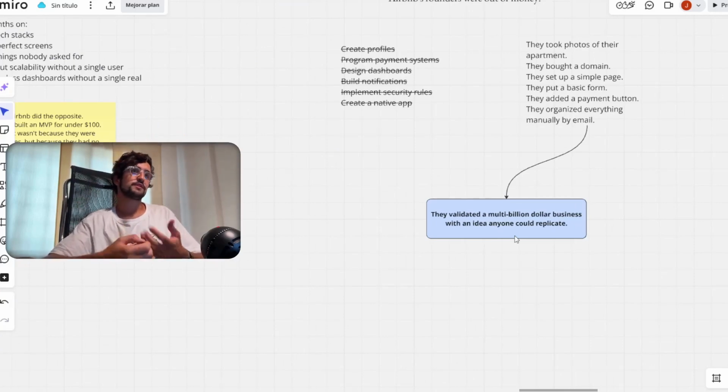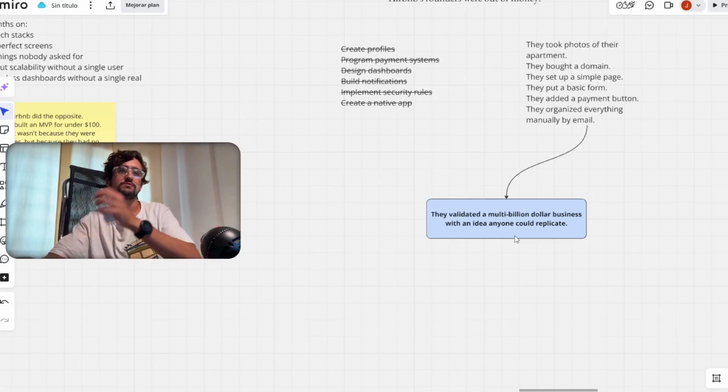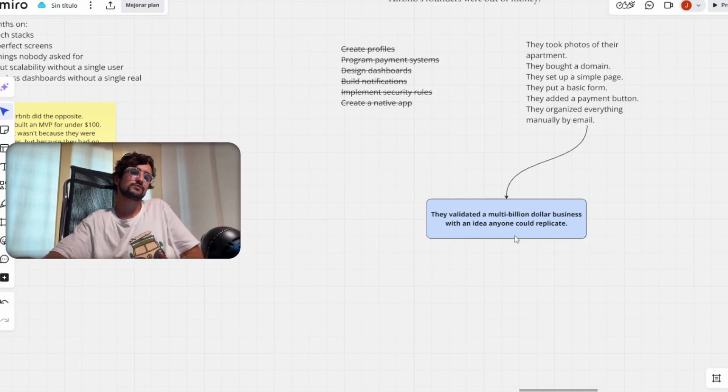But the thing here is that most founders nowadays tend to overcomplicate the minimum viable product. And the minimum viable product is to test. You're not trying to build Amazon. You're not trying to build Facebook. You're trying to test your assumptions. You're trying to see if it's worth building what you want to build.